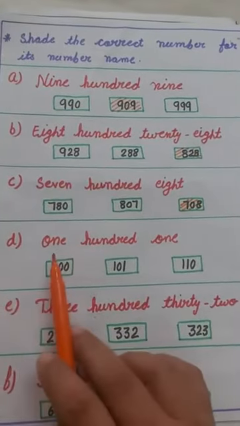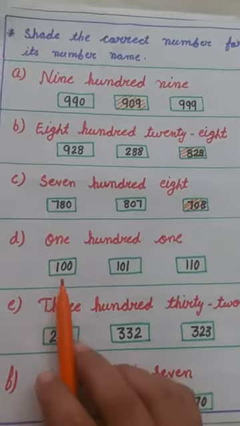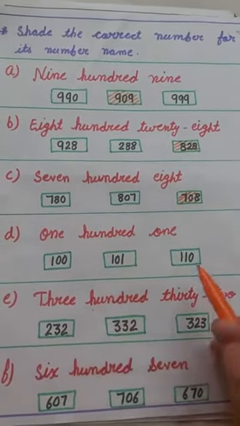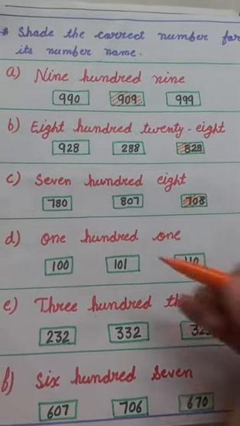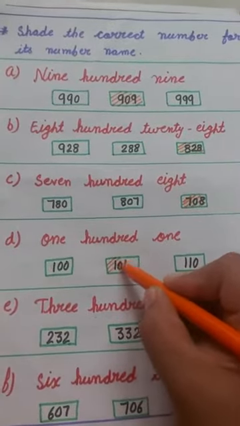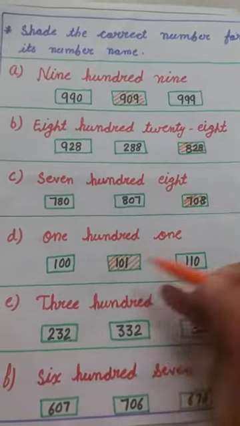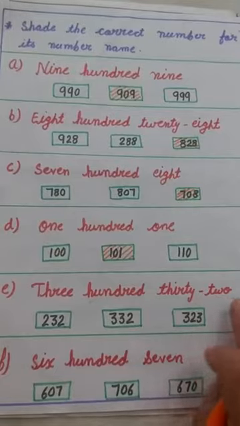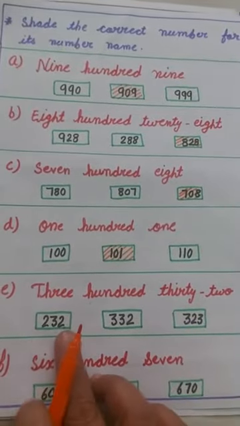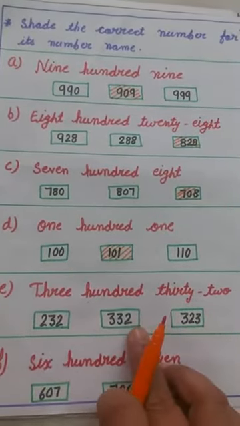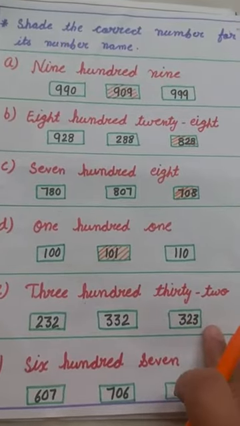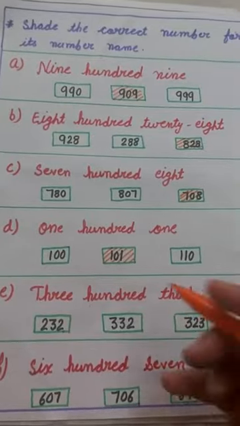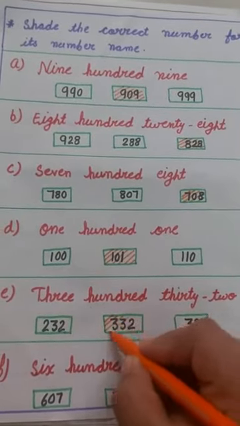Now in next 101. This is 100, this is 101, and this is 110. So we have to shade 101. In next 332. It is given 232, 332, and 323. Given number name is 332. So we will shade this number.